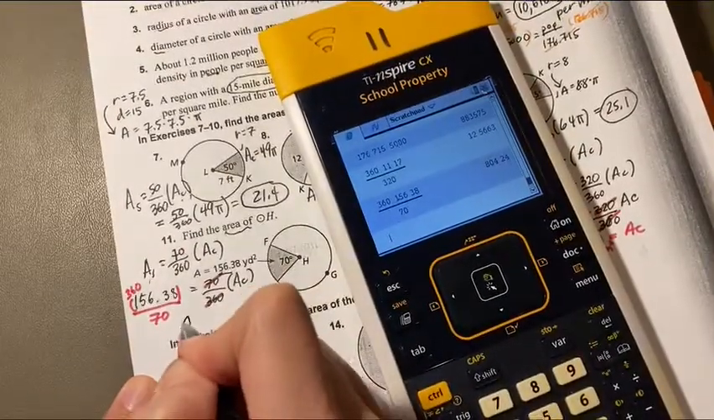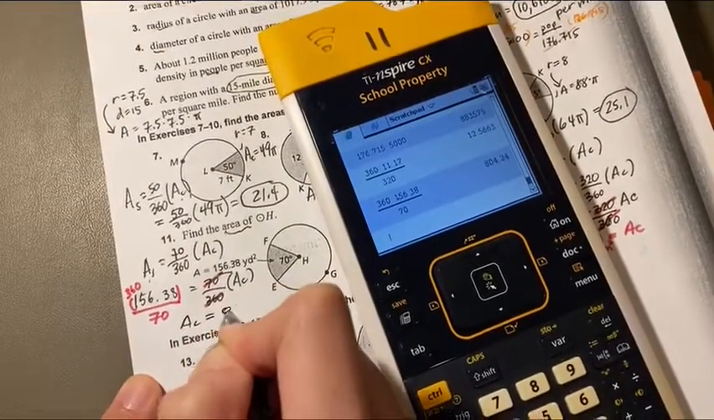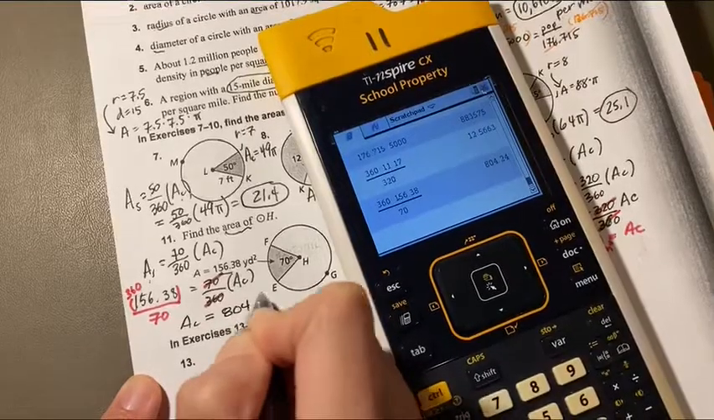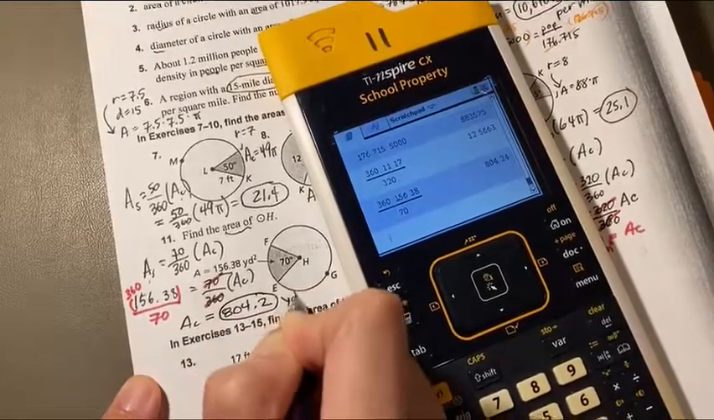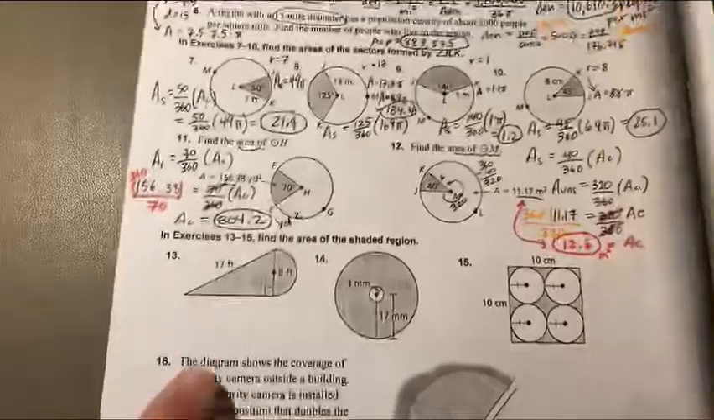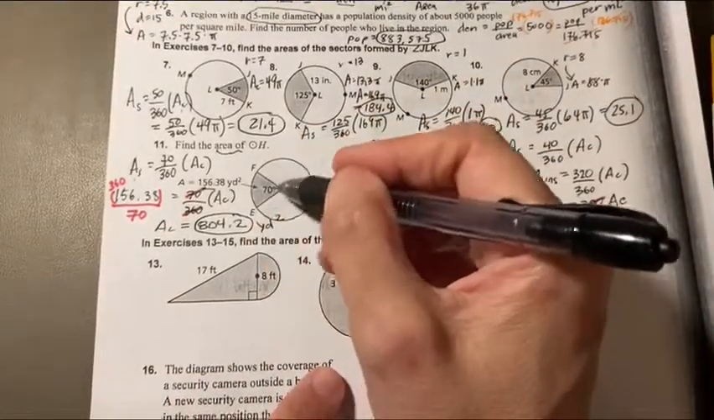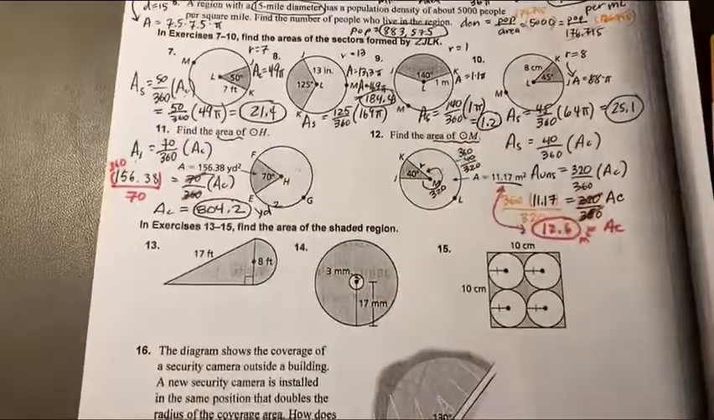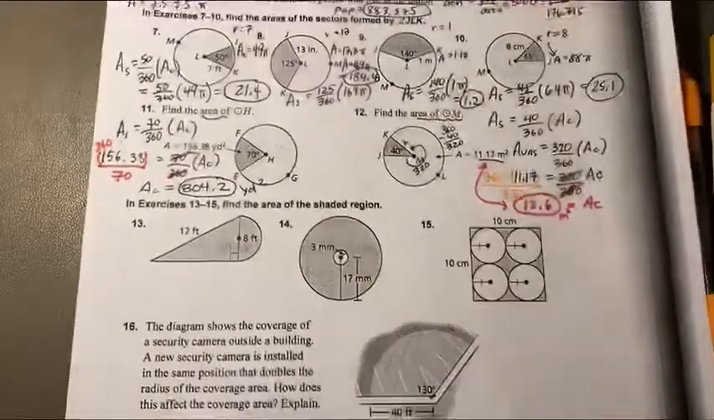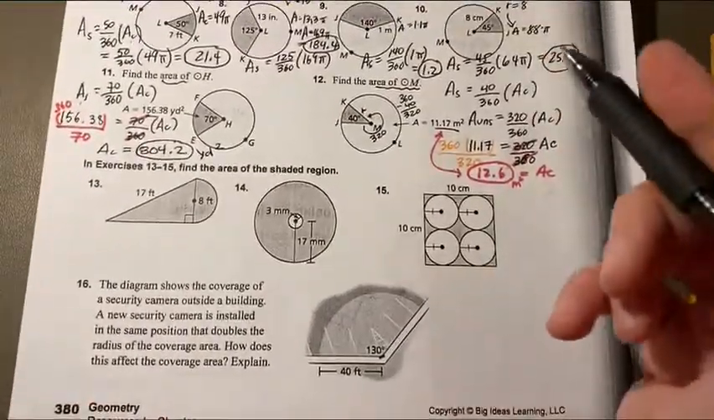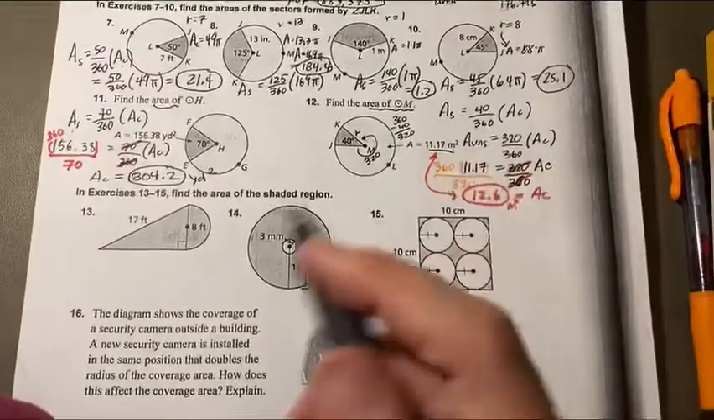So the area of the whole circle is 804.2 yards squared. Now that makes sense. The whole thing would be 800 something if this half is 150. That portion is 150. Cool. All right, let's get to the last ones. These are more similar to the homework from previous.